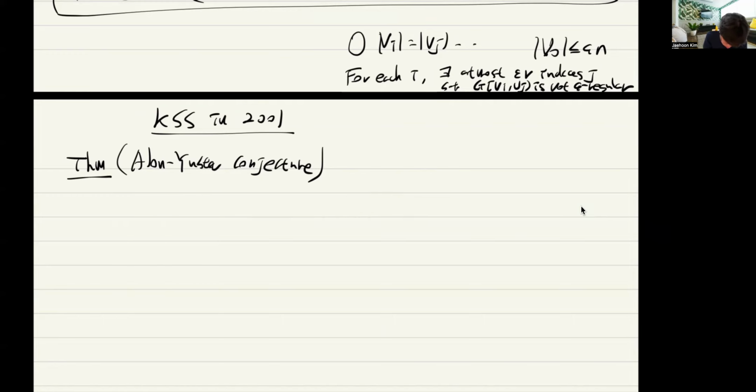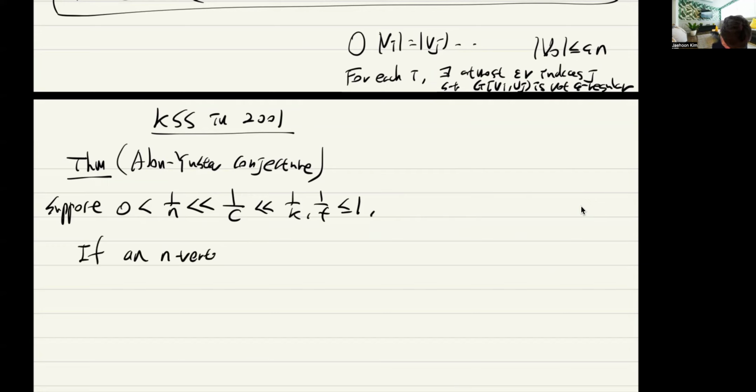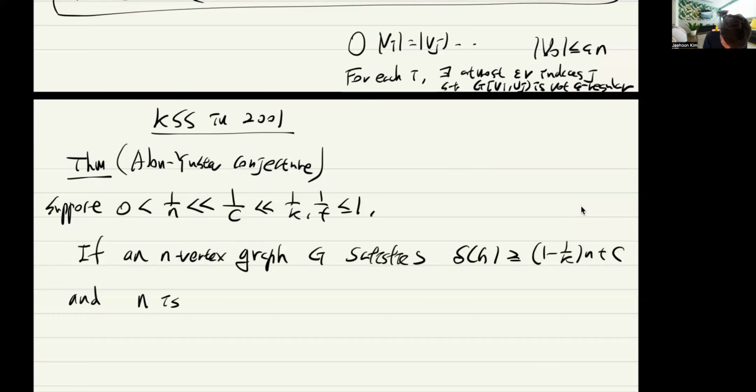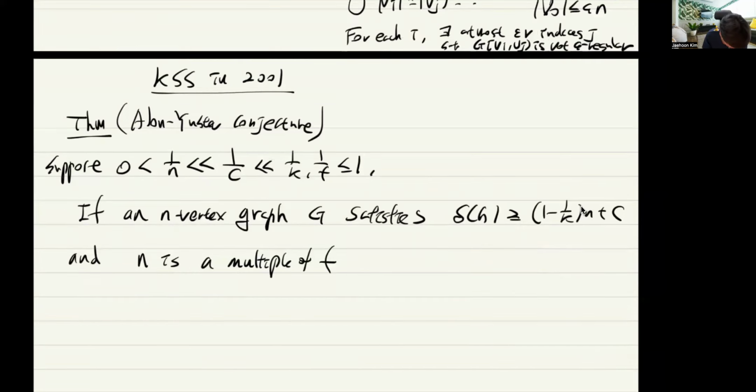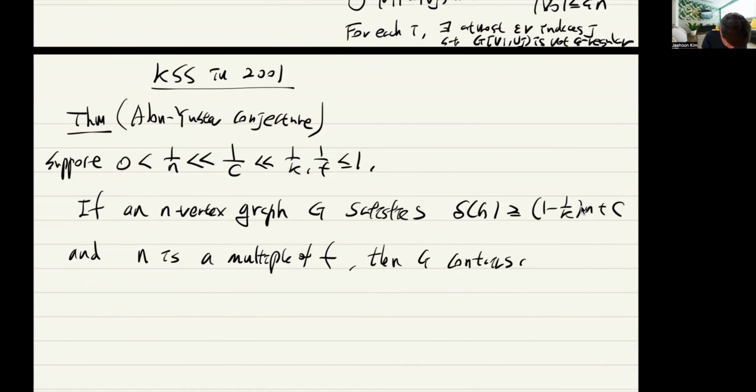Let me write it this way. Again, n is large, and say C is some large constant which only depends on k and F. Then if an n-vertex graph G satisfies minimum degree at least (1 minus 1 over k) n plus C, and n is a multiple of f, then G contains an F-factor. Here an F-factor is a disjoint union of copies of F that covers all the vertices in G.